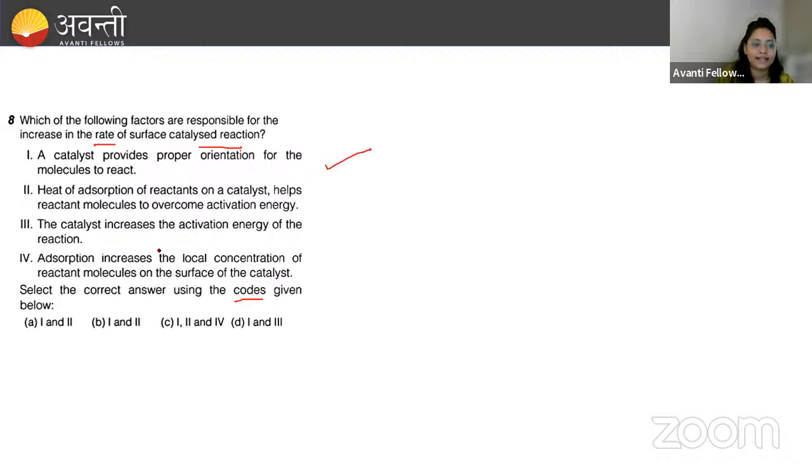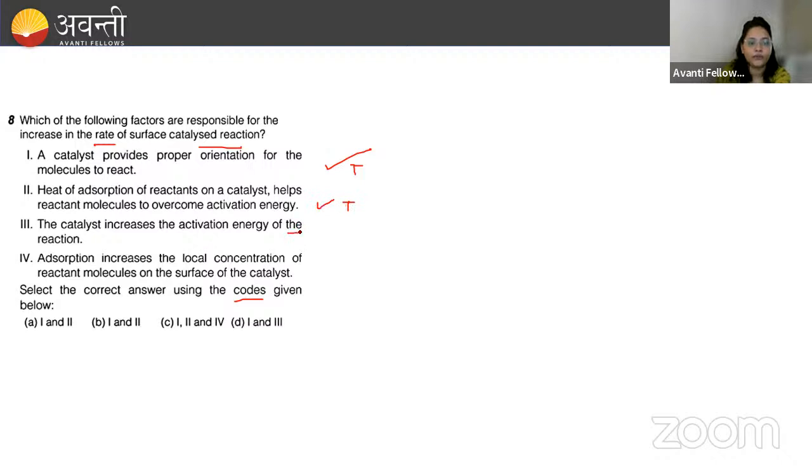आपको पता है कैटलिस्ट क्या करता है? अच्छा रेट उसकी वजह से इंक्रीज होता है. रेट इंक्रीज होने के कारण रिएक्शन जल्दी से हो जाता है. तो कैटलिस्ट प्रोवाइड्स अ प्रॉपर ओरिएंटेशन फॉर अ मॉलिक्यूल टू रिएक्ट. Secondly, this is a true statement. Secondly, heat of adsorption of reactant on a catalyst helps the reactant molecules to overcome. This is again true. Okay.